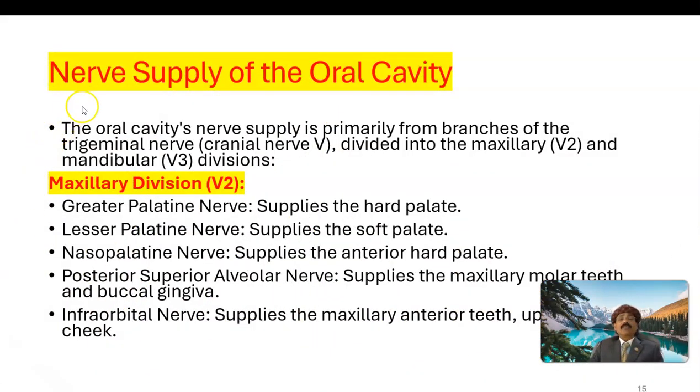Okay. The oral cavity's nerve supply is primarily from branches of the trigeminal nerve. This is sensory, including the maxillary V2 and mandibular divisions. Maxillary division V2: the greater palatine nerve supplies the hard palate. The lesser palatine nerve supplies the soft palate. The nasopalatine nerve supplies the anterior hard palate. The posterior superior alveolar nerve supplies the maxillary molar teeth and buccal gingiva. The infraorbital nerve supplies the maxillary anterior teeth, upper lip, and the cheek.